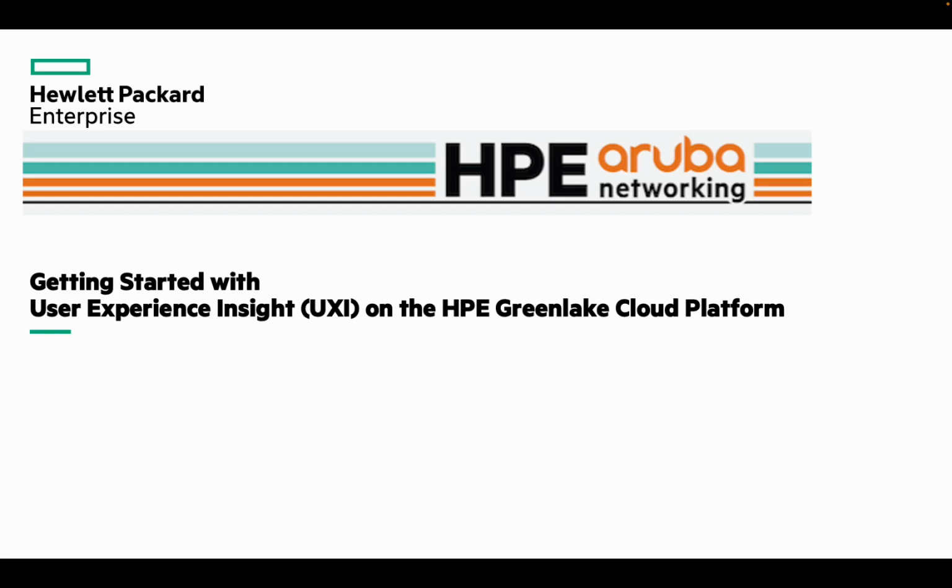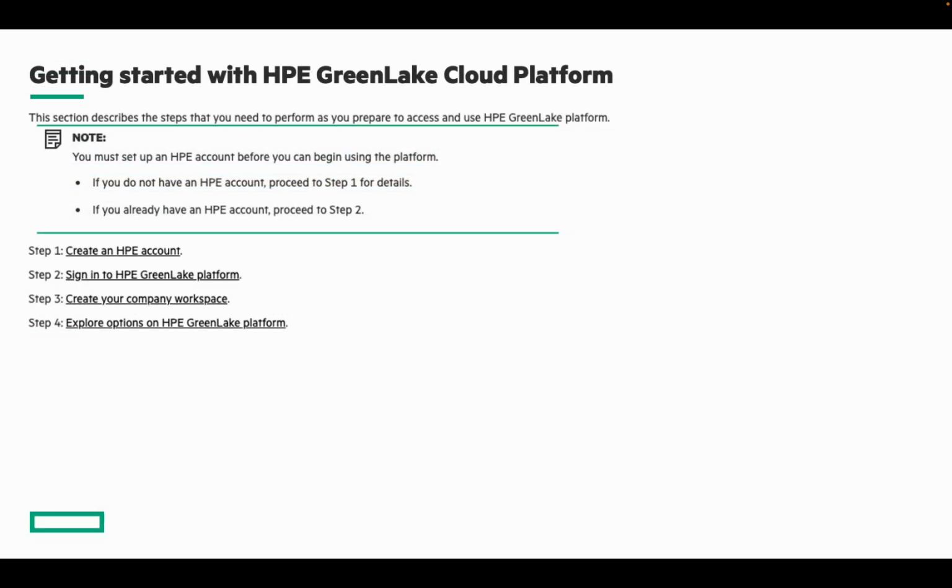In this video, we'll show you how to get started with user experience insight on the HPE GreenLake cloud platform. As a prerequisite to using user experience insight, you'll want to make sure that you have an HPE GreenLake cloud platform workspace. And to do that, you'll first make sure that you have an HPE account and that you've signed into the HPE GreenLake cloud platform. The third step is to make sure that you've created a company workspace. And in this video, we'll walk you through how to actually add UXI to that workspace and configure your sensor for the first time.